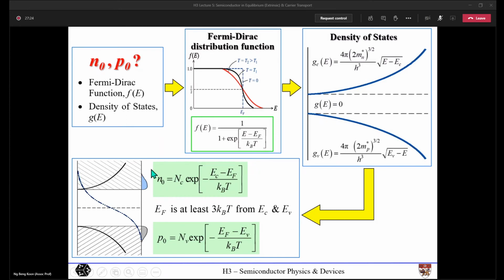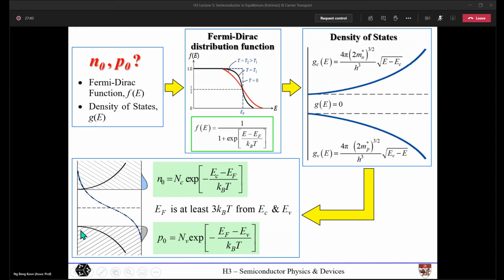Based on the derivation, we get this: N_C exponential of negative (E_C minus E_F) over k_B T. There's a negative there, and this gives us a means to calculate the concentration of electrons in the conduction band.